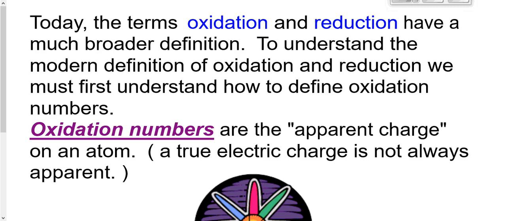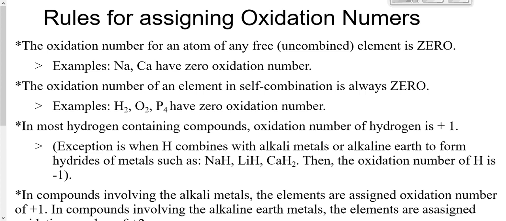The terms oxidation and reduction today have a much broader definition, but in order for us to understand what it is to be a redox reaction, we're going to have to learn how to assign oxidation numbers, and that's going to be the point of today's lesson. Oxidation number is the apparent charge on the atom. What charge it looks like the atom has in a particular compound, because it's not always what you'd expect it to be. We have a list of rules that we can go through, and you have these in your notes. There are lots of different versions of this list, but they're all essentially the same.